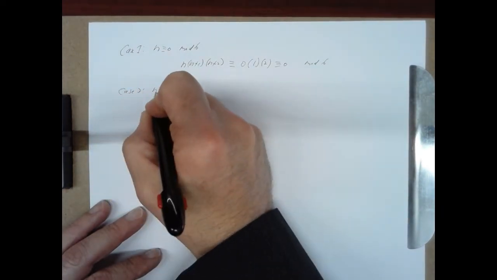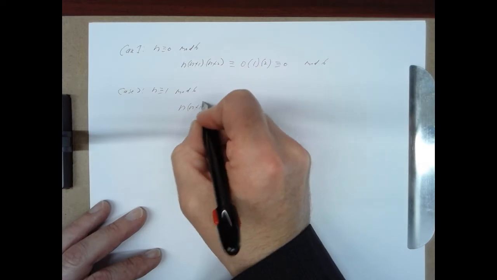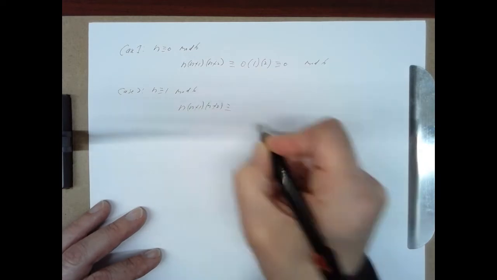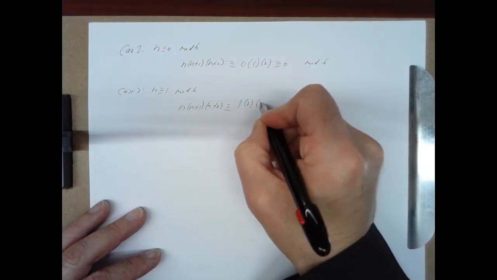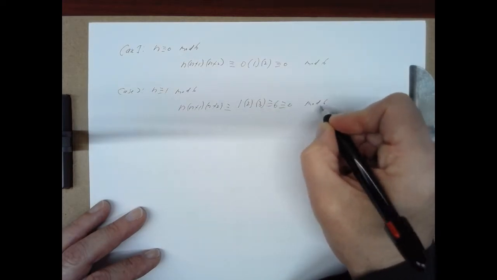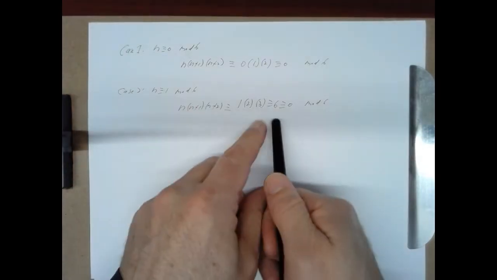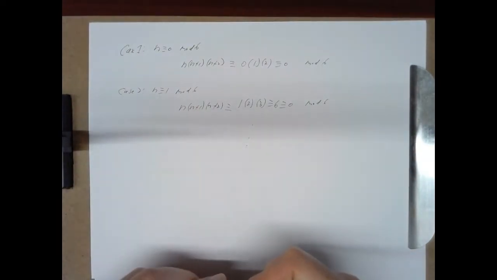Case 2, n is congruent to 1 mod 6. n times n plus 1 times n plus 2 is congruent to 1 times 2 times 3, which is congruent to 6, which is congruent to 0 mod 6. And you keep going. After the end of the 6 cases, you've shown that in each case, this product is congruent to 0.